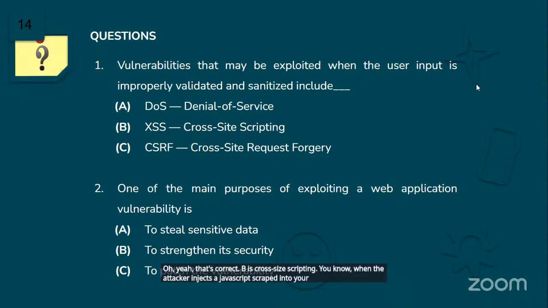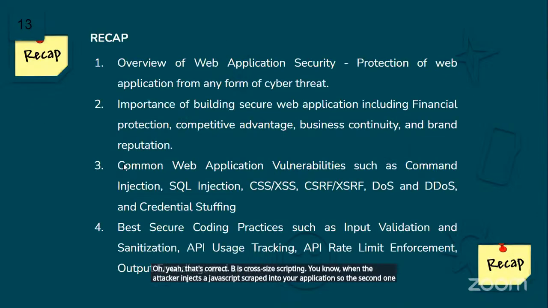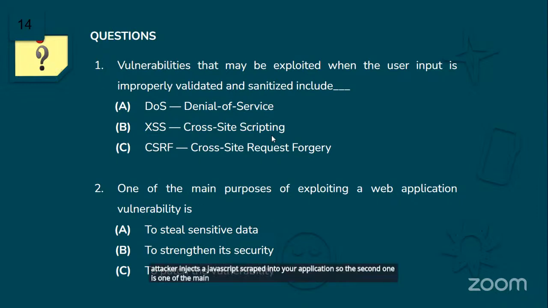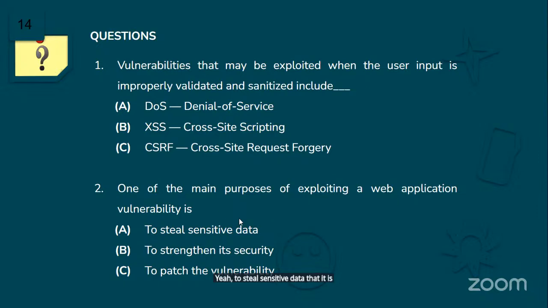So the second one is: one of the main purposes of exploiting a web application vulnerability is A, to steal sensitive data, B. The answer is A, to steal sensitive data. That's it. Thank you so much.